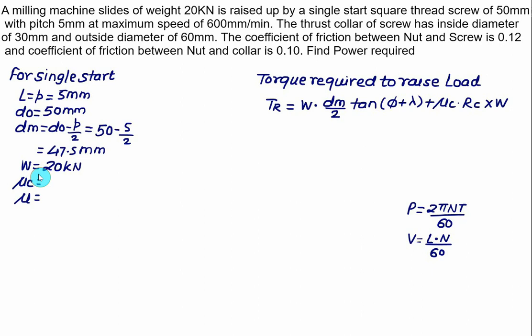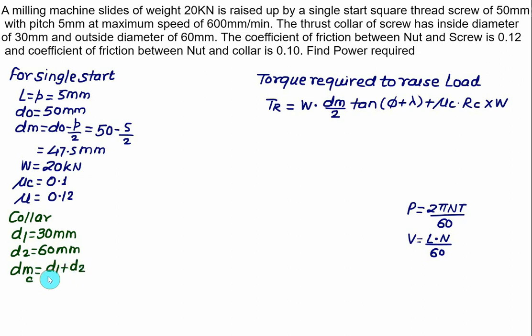Mu c represents the friction between the nut and collar, which is 0.1, and mu represents the friction between the nut and screw, which is 0.12. Then we have the data for the collar. We have inside diameter D1 equal to 30 mm and the outside diameter D2 equal to 60 mm. So we can calculate the mean diameter of the collar as D1 plus D2 divided by 2. That is 30 plus 60 divided by 2, 90 divided by 2, which is equal to 45 mm.